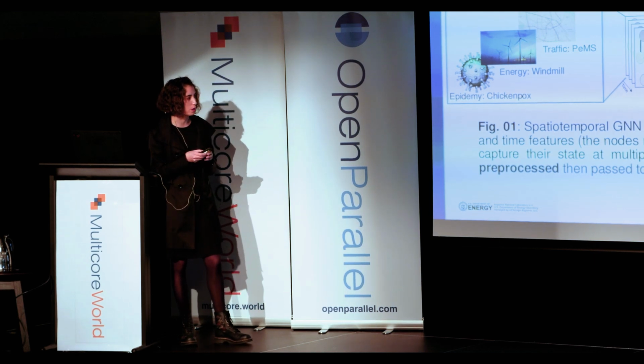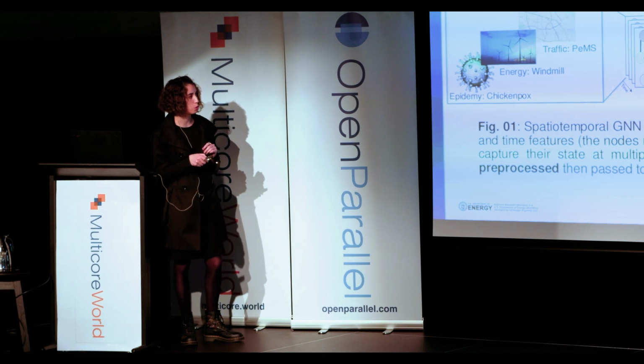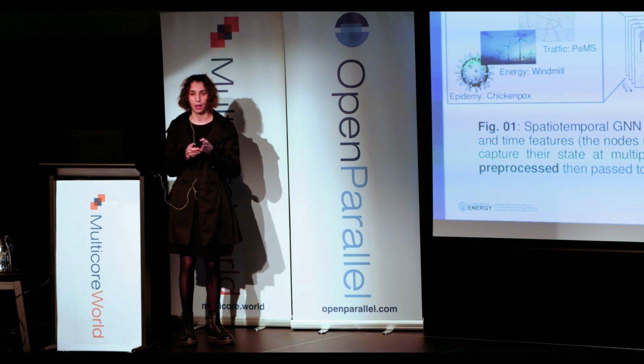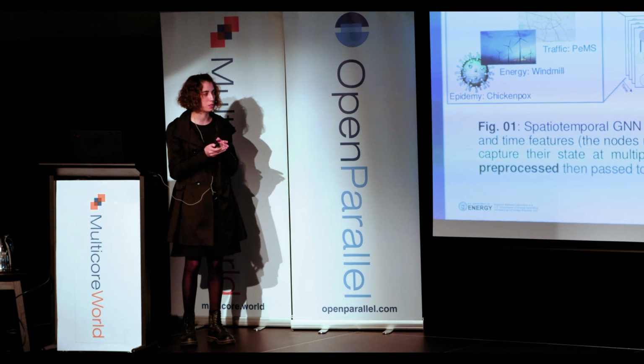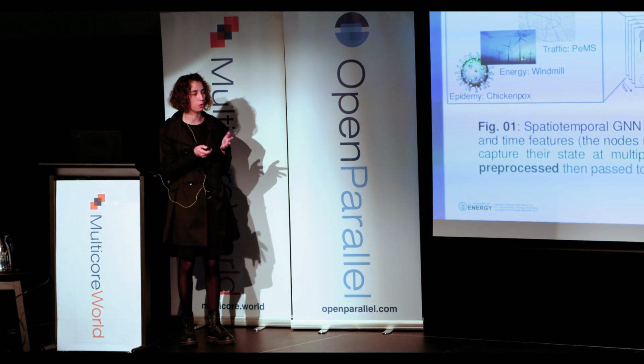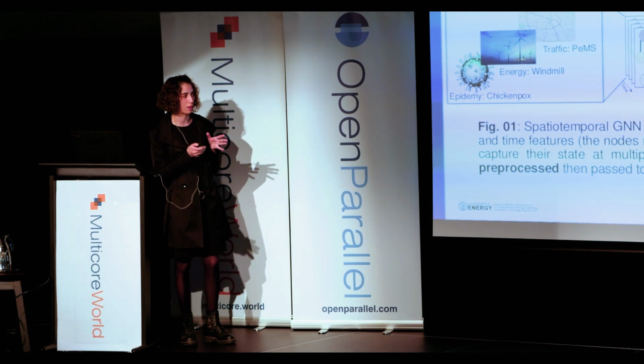The way it works is represented here. The data is represented as a graph, and we have time series of this graph, like the status of this graph. And these are pre-processed before getting into the training. This is important because usually the pre-processing is a little bit ignored or neglected, and we usually focus on building better models, but the pre-processing is not that good.